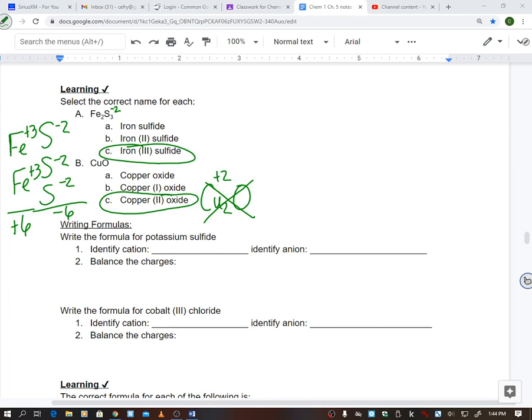It is not telling you you have 2 coppers, and I have kids want to do that all the time, and I get it. I get it. It's really easy to want to do that. All right.